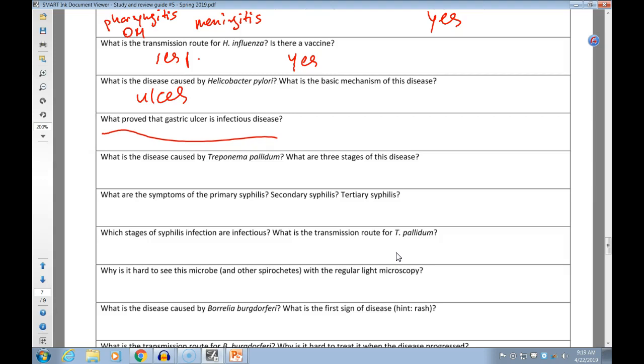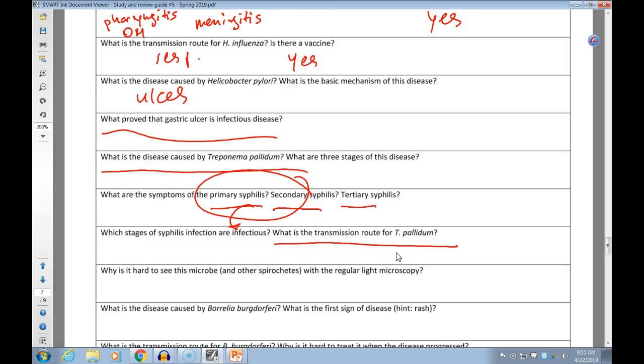Okay. Treponema pallidum, syphilis, 3 stages: primary, secondary, tertiary. Primary and secondary are infectious. Transmission route, STD. Okay. It's hard to see this microbe with regular light microscopy because spirochetes are extremely narrow. They're just too small.